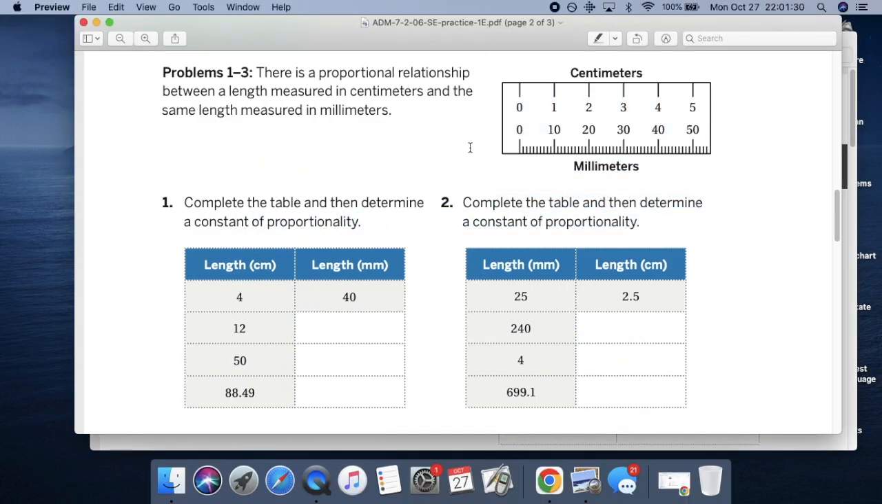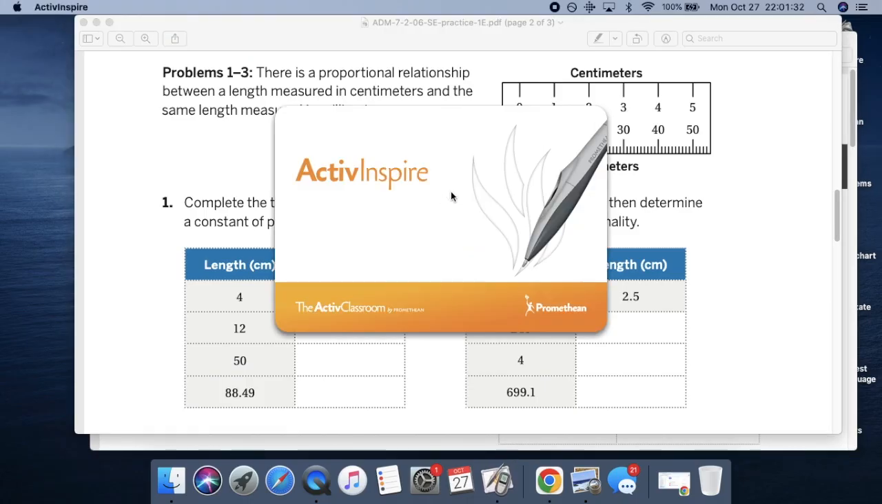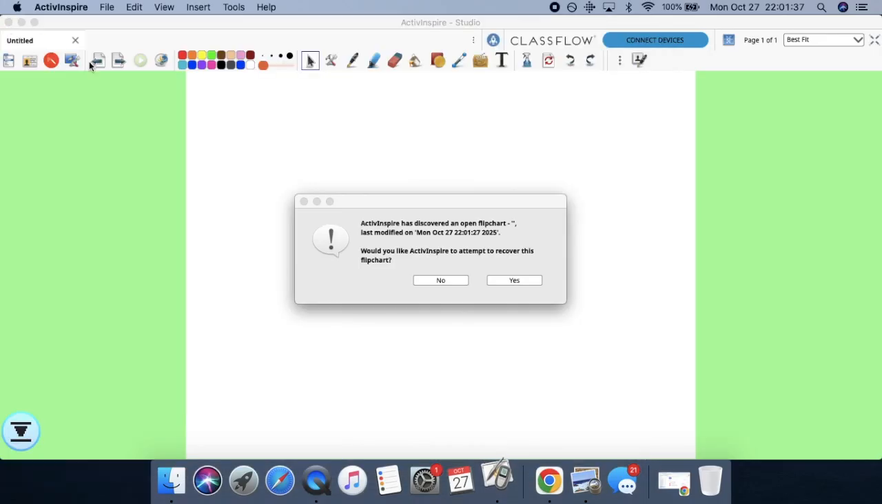Oh no. Okay, here's the important part today.